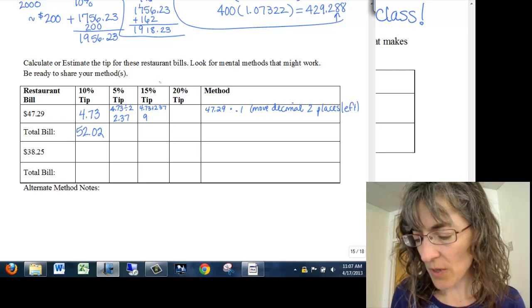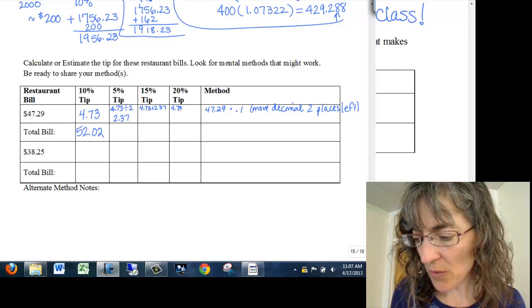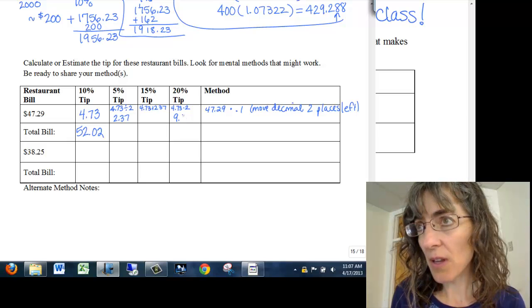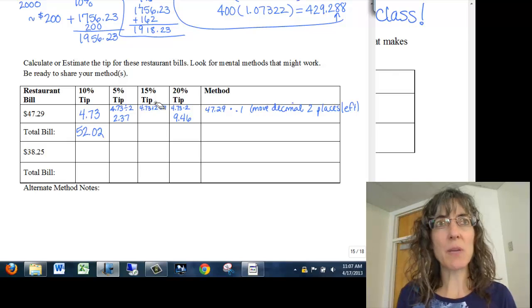I don't think it's 9, is it? So 20%. Oh, I'm sorry. So you did 4.73 times 2? Yeah. And there you got 9.46? 9.46. Okay, and did you see this 15% shortcut?